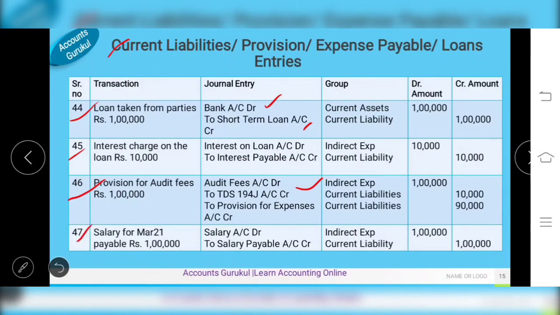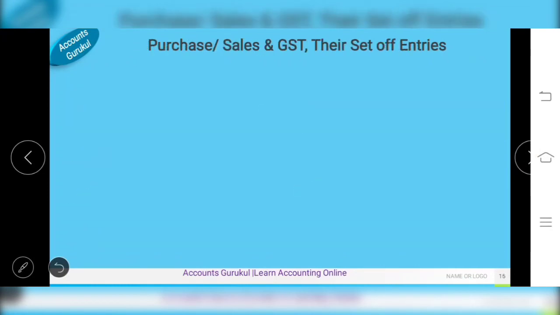Then the next, salary for March 21 is payable, rupees 1 lakh. So salary is of March, that's payable, then we have to pass the entry for that. So salary account debit of 1 lakh to salary payable account credit, because that's a current liability and we have to straightway create that liability in the systems as a salary payable account, that's 1 lakh.